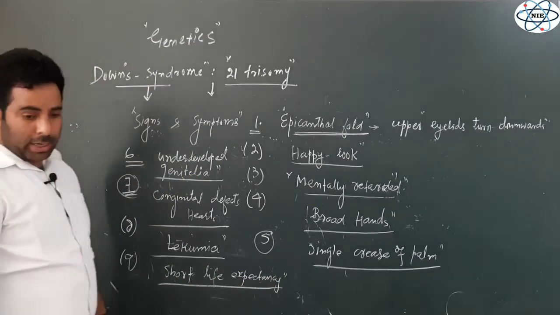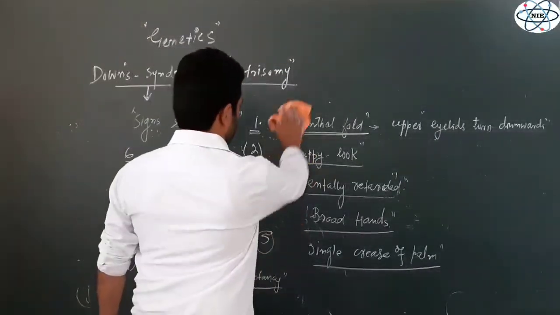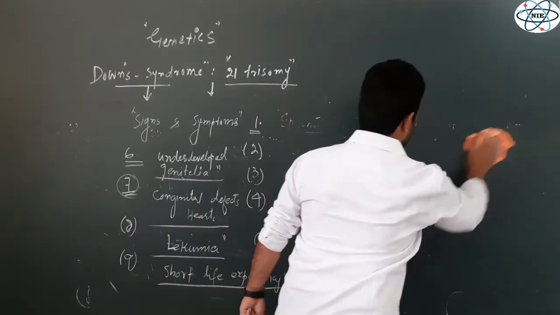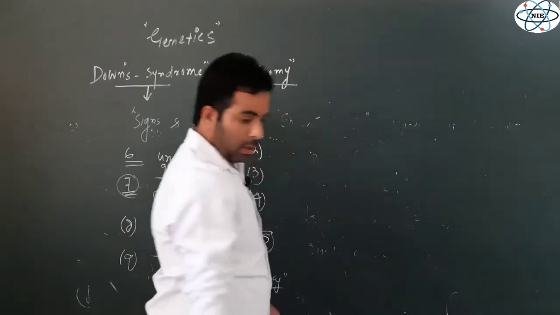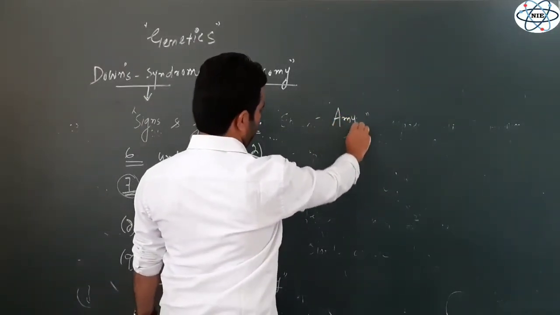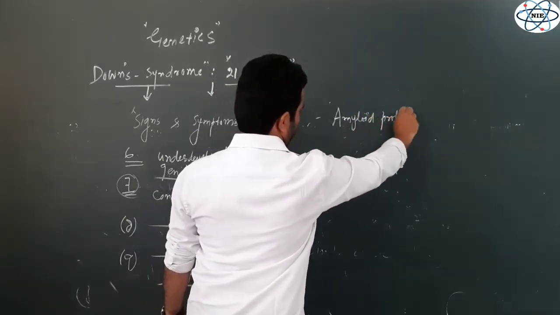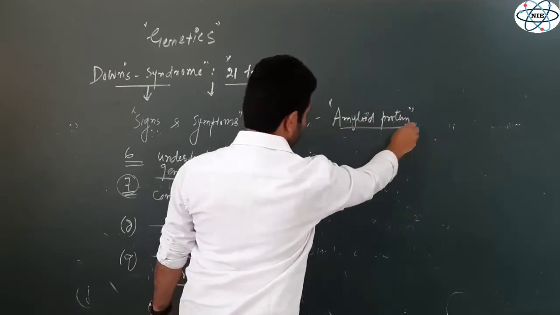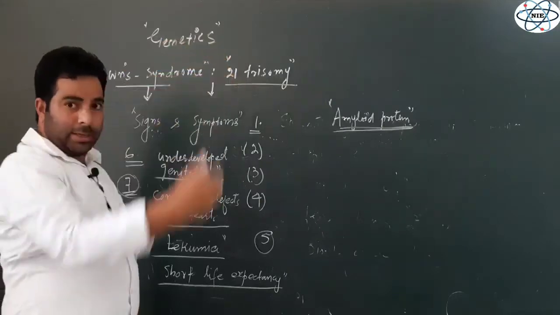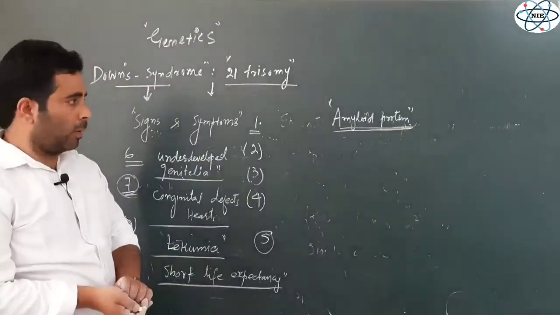And one more thing that I would like to add here is the gene. There is a gene on chromosome number 21. That gene codes for a protein known as amyloid protein. This amyloid protein increases and accumulates in aged people generally, and then they suffer from a disease known as Alzheimer's disease. Again, a mental problem.